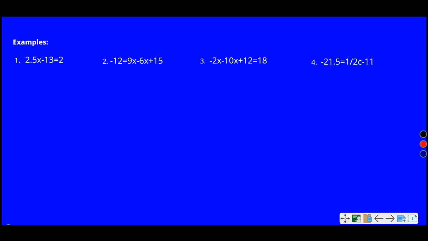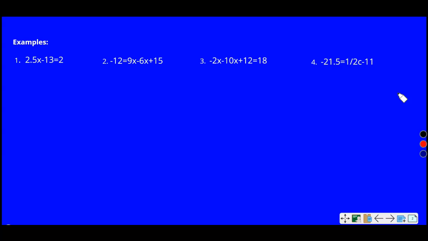Example 1: 2.5x minus 13 equals 2. If you look, you'll see that the variable is x, so we are solving for x in number 1. The first thing we need to do is get rid of the negative 13. If you remember order of operations, you always say, please excuse my dear Aunt Sally: parentheses, exponents, you multiply and divide, and then you add and subtract. Well, solving equations, you're undoing that process. So we're going to undo addition and subtraction before we would undo multiplication and division, unless there are parentheses. Then there's a few other rules.